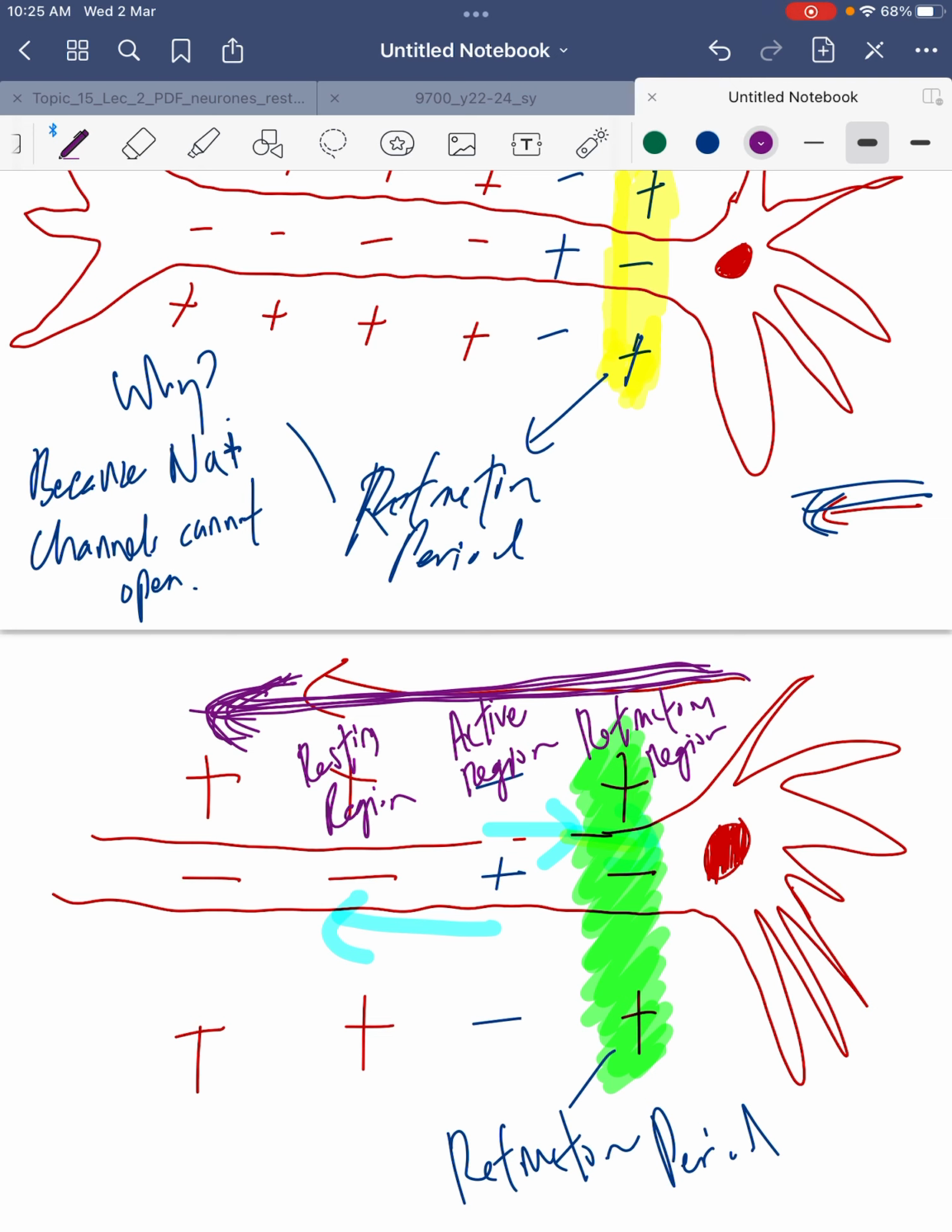So action potential will move from an active region, this is active because it's positive, to a resting region. It cannot go backwards because this is still in refractory period. This is not resting region, this is refractory period. Refractory period means the sodium channels cannot open, and the inside cannot be made positive. And so it will only travel in one direction.